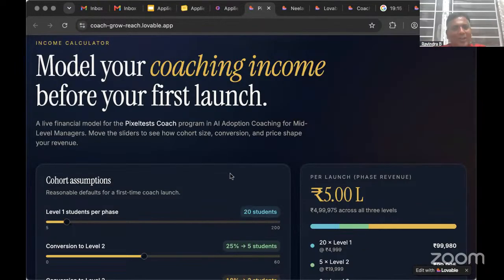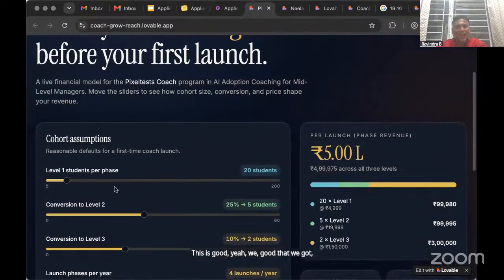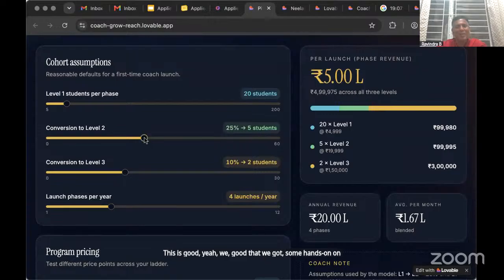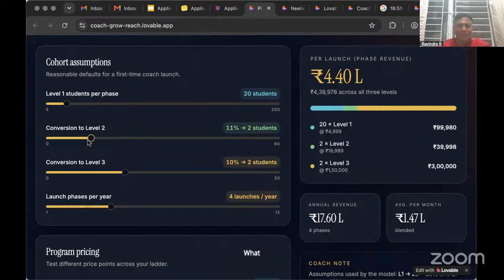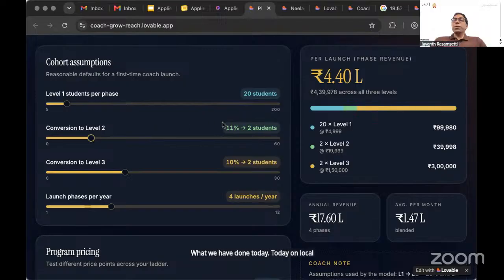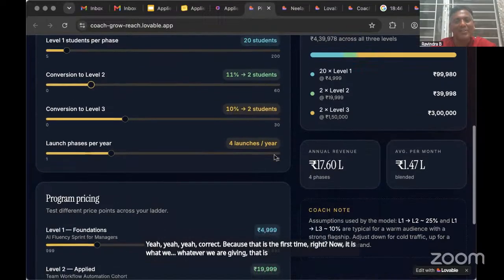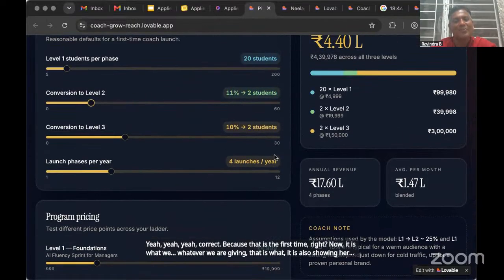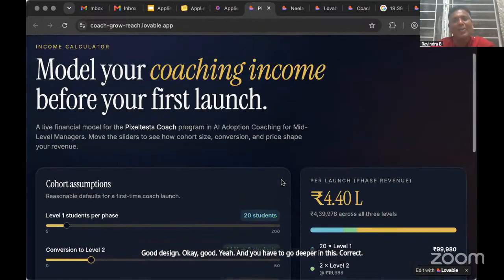This is good. Yeah, we got some hands-on doing all this. But I'm really excited on day one about what we have done today on Lowbull. The day one, your site and all. Yeah, correct. Because that is the first time, right? Now whatever we are giving, that's what it is also showing here. But good design. Good design. Okay, good. And you have to go deeper in this. Correct. Maybe I need to learn more.